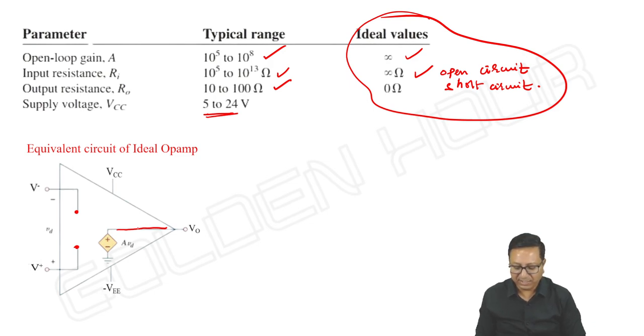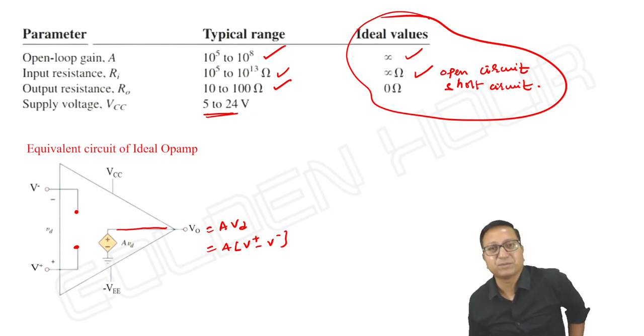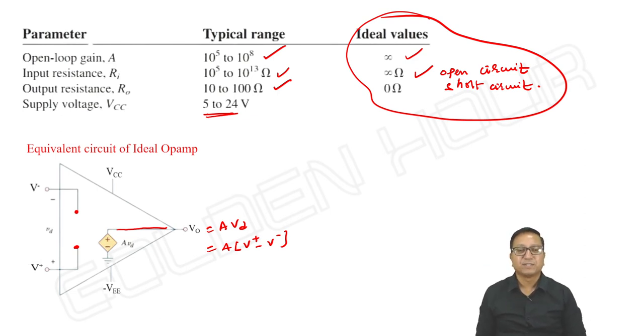Anyway, A into Vd remains as it is. We can write it the same way, A into Vd, A into V plus minus V minus. This equation does not change. The only thing is it is infinite, open circuit at input side, short circuit at output side. We can write like this. Then here I am mentioning gain is around 10 power 8.